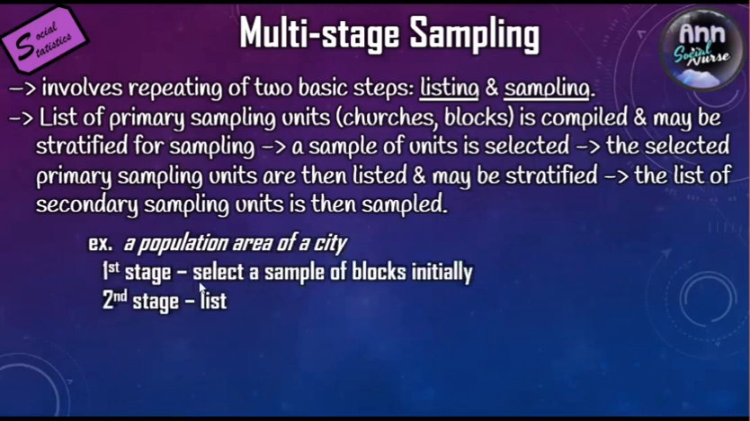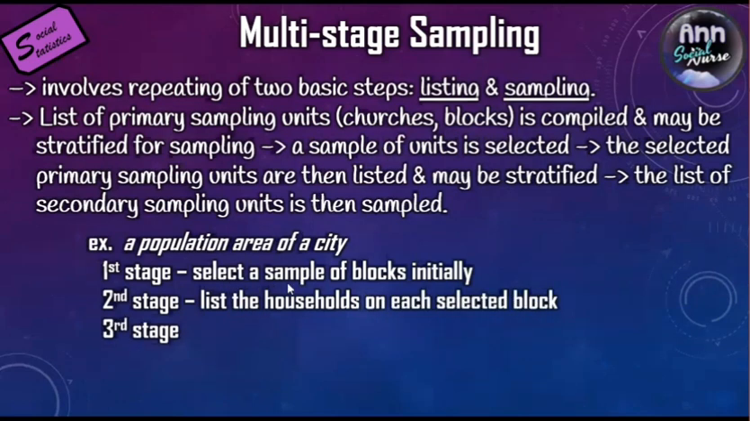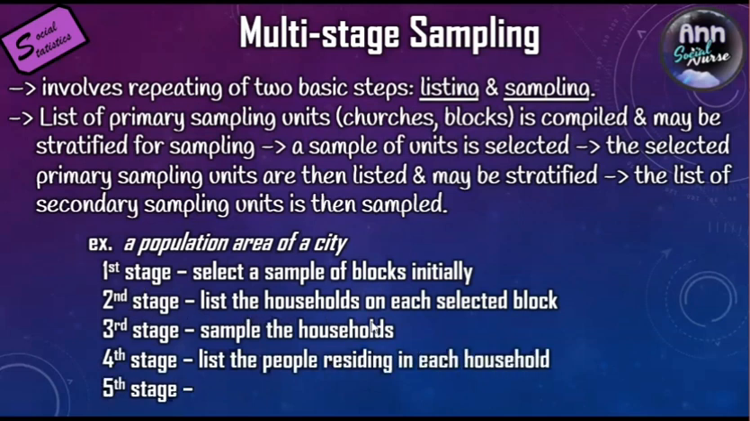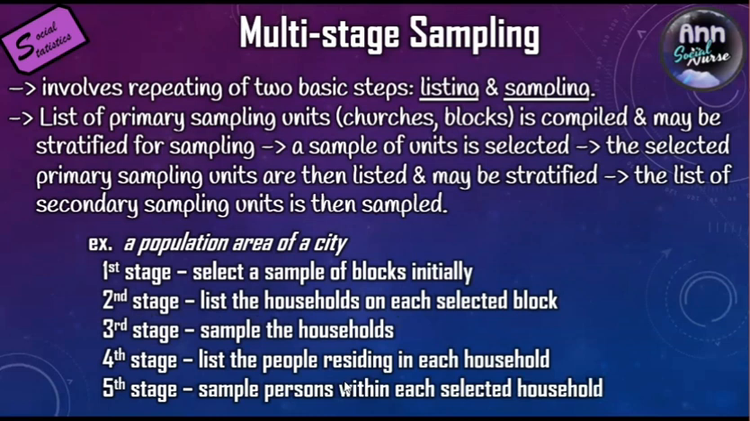First stage, you select a sample of blocks. Second stage, you list the households on each selected block. The third stage, you now obtain sample households. The fourth stage, list the people residing in each household. The fifth stage is to obtain sample persons within each selected household. That's the multi-stage sampling.